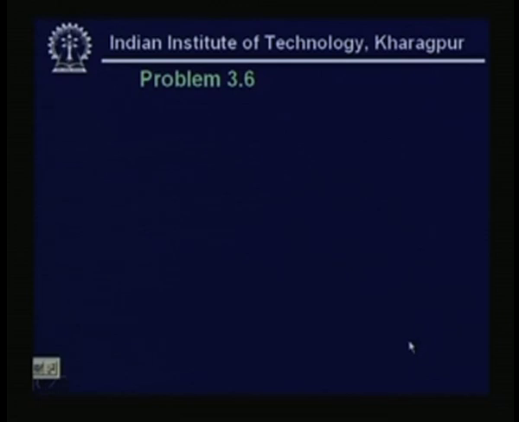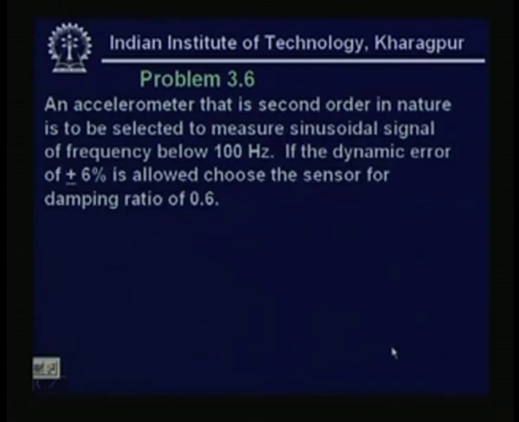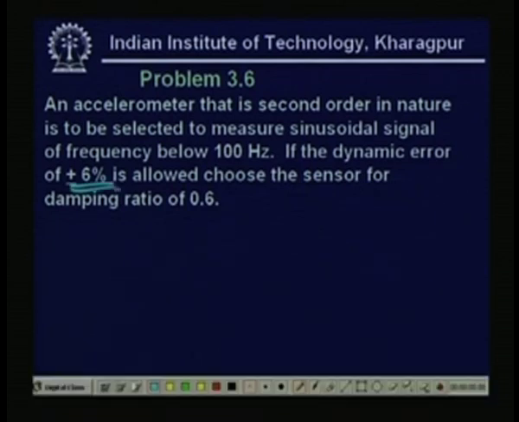Now, the last problem you will find is a second order system. So, if it is a second order system, you have to take both plus and minus of the dynamic error, that is the reason we have given. So, you have to take both plus and minus of 6%. Accordingly you will get the value of omega n. So, the natural frequency of the sensors you have to find here, the value of omega n. So, you try to solve these problems, and the solutions will be given in the next class.